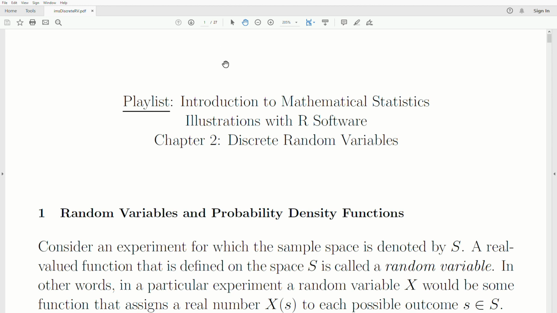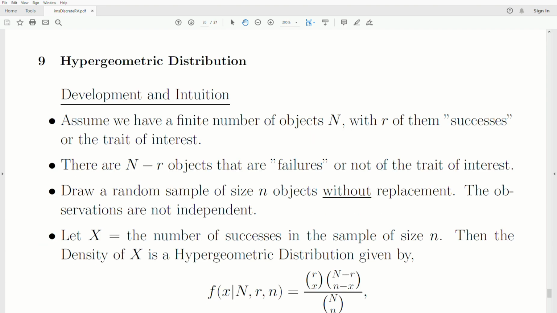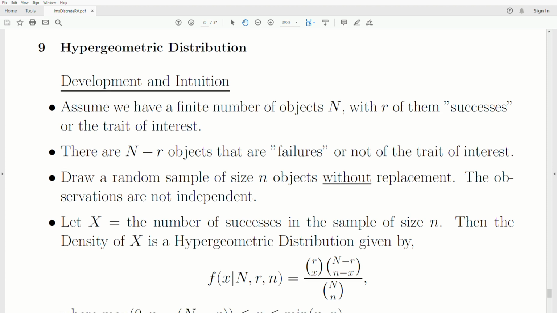Hello, this is the next video in a playlist that I'm calling Introduction to Mathematical Statistics. We're in Chapter 2 of this playlist, which is Discrete Random Variables. And today's topic is the Hypergeometric Distribution. So, brief development and intuition.